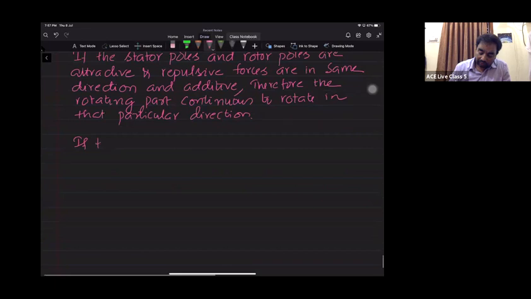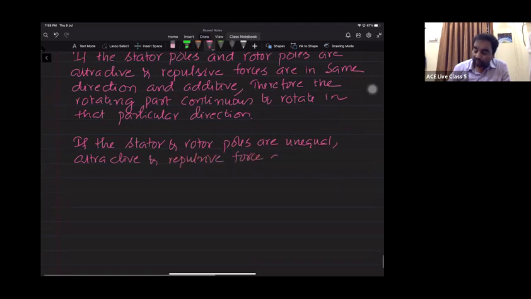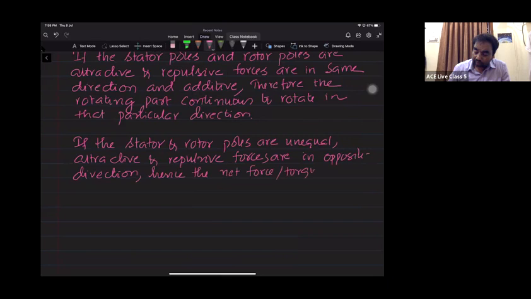So if the stator and the rotor poles are unequal, attractive and repulsive forces are in opposite direction, hence the net force or torque acting on the rotating part is 0.